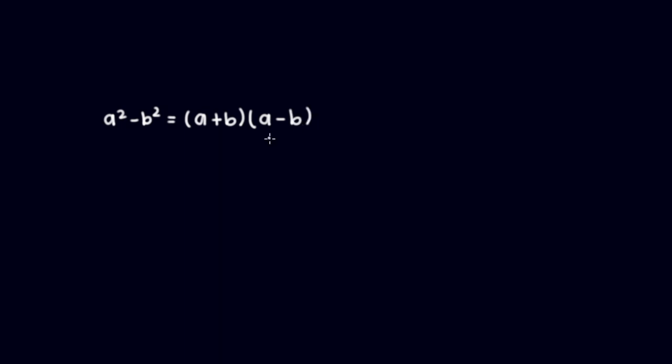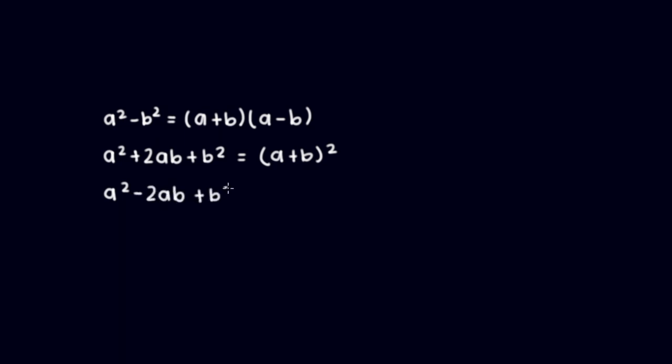The second pattern is the perfect square trinomial of a squared plus 2ab plus b squared, which factors to be the sum of a plus b squared. Similarly, if you have the perfect square trinomial a squared minus 2ab plus b squared, we can factor that out to be a minus b squared.